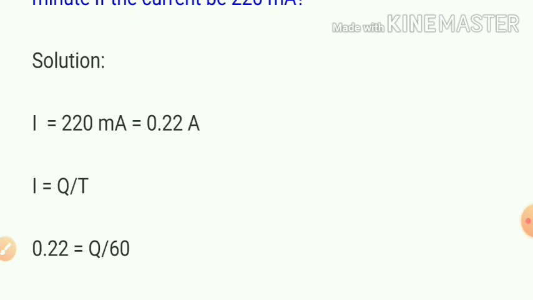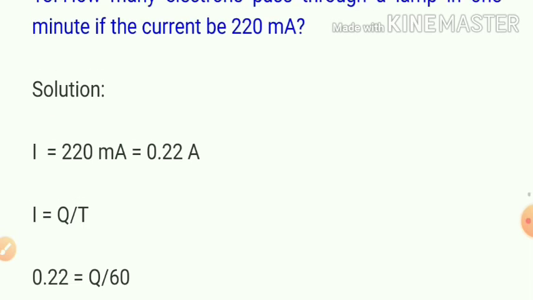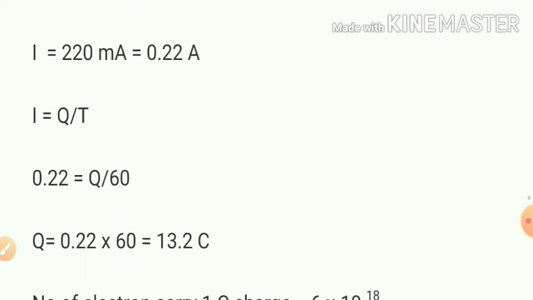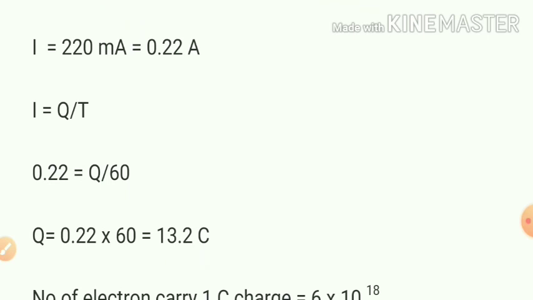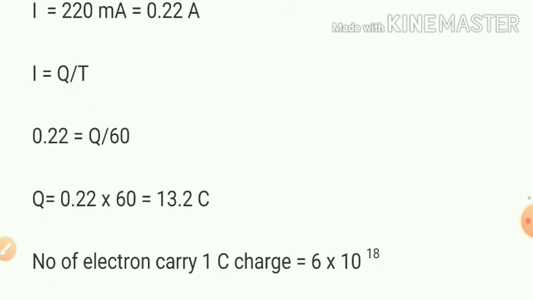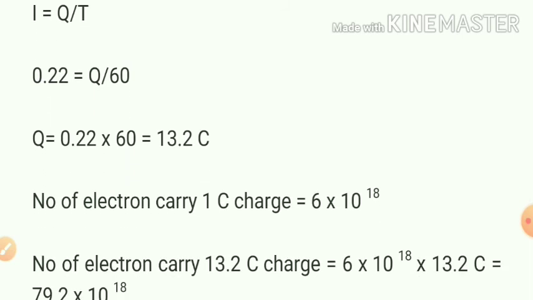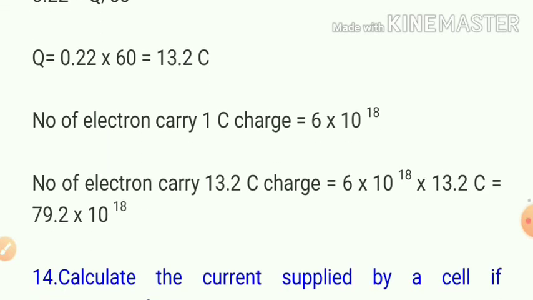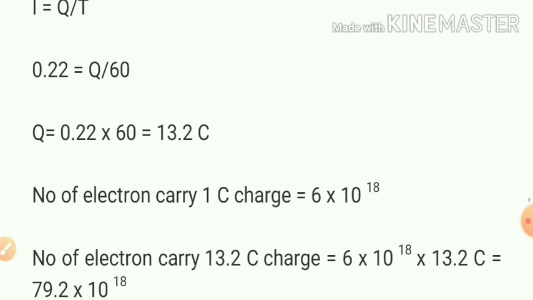You know the formula, electric current is the electric charge upon time. Here time is given as 1 minute. In 1 minute there are 60 seconds. Therefore, Q is equal to I T, that is 0.22 into 60. It becomes equal to 13.2 Coulomb. So, you can see the value, that is 0.22 into 60 becomes equal to 13.2.